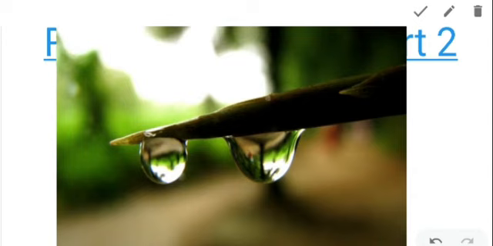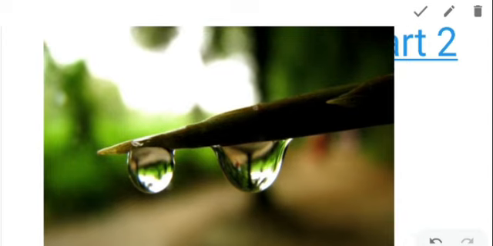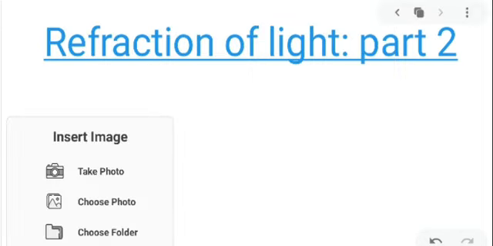So let me zoom in a bit closer. You can see the green in both the droplets. You can see the same: the green canopy is at the top and the sky is at the bottom. But as for the reality, that's not the case. Okay, let me give you another example.